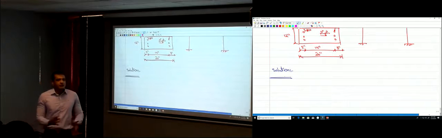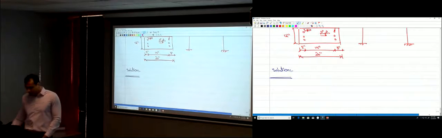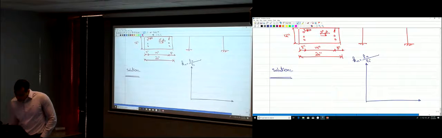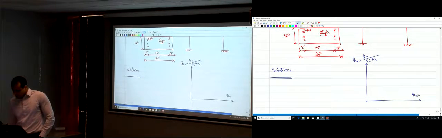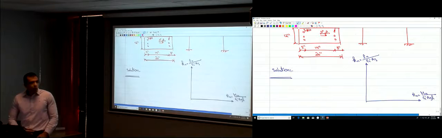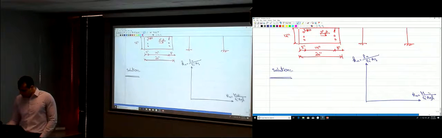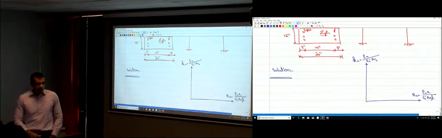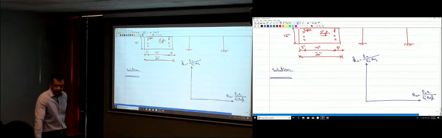You have interaction diagrams at the back of your book, you're going to use them, okay? The normalized interaction diagrams at the back of the book give you Kn, which is Pn divided by Fc prime area gross. On the horizontal axis, you have Rn, which is Mn divided by Fc prime area gross H. What's Mn? Mn is Pn multiplied by the eccentricity e.